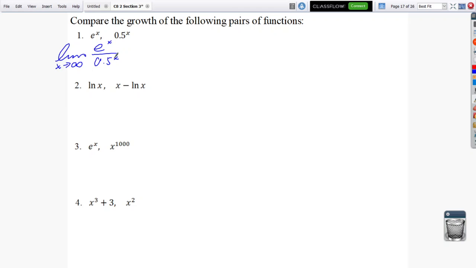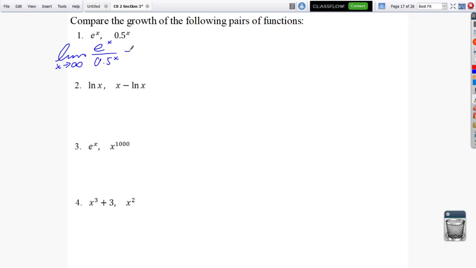Now here, it's important to recognize what happens when you do 0.5 to a power. 0.5 to a power makes the number smaller and smaller and smaller. What we actually have here, we have infinity divided by 0. And infinity divided by 0 is infinity. Let's say that doesn't work in my head.